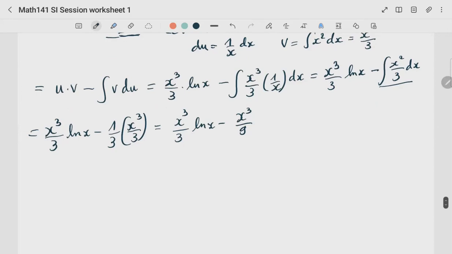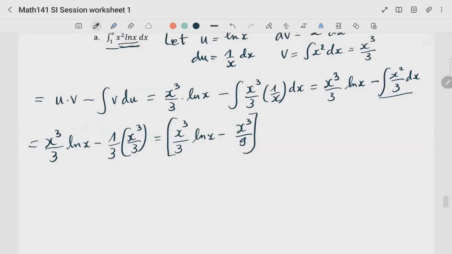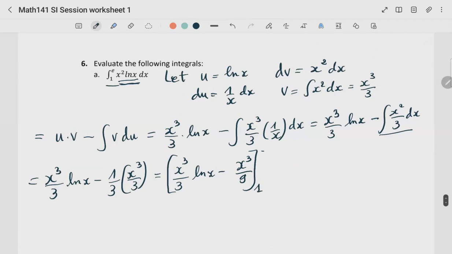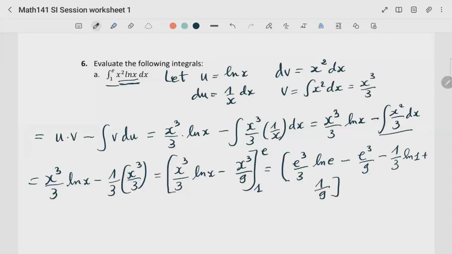Right, so now that we have that, we have to evaluate this between 1 and e. Substituting e first, we have e cubed over 3 ln of e minus e cubed over 9, right? And then substituting 1, we have minus 1 over 3 times ln of 1, minus minus, so that would be plus now, 1 cubed over 9, right?